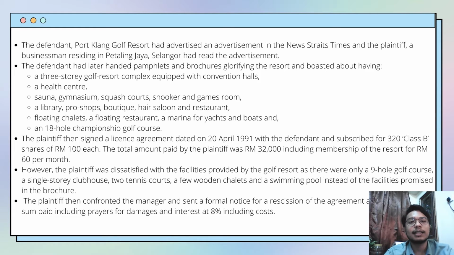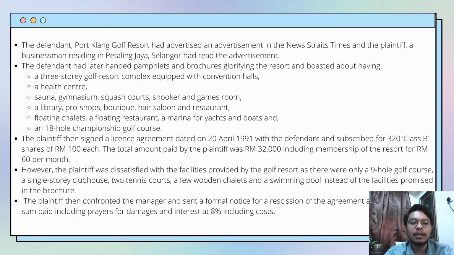The plaintiff then signed a license agreement dated 20th April 1991 with the defendant and subscribed for 320 Class B shares of 100 ringgit each. The total amount paid by the plaintiff was 32,000 ringgit Malaysia. He had also acquired a membership to the resort with the payment of 60 ringgit per month to use the facilities provided. On the same day, the plaintiff signed another license agreement with Rice Park Corps Sdn Bhd for the use and enjoyment of the facilities.